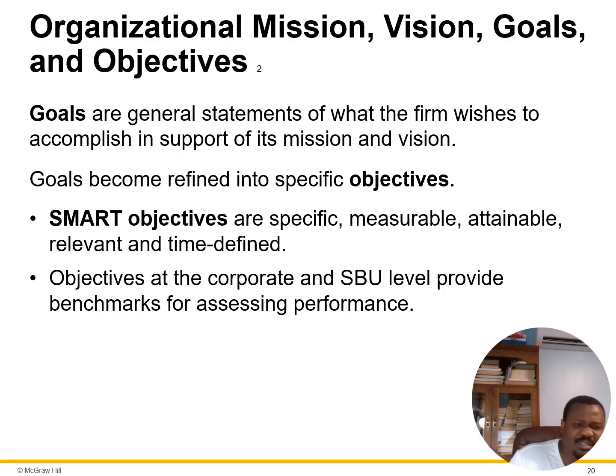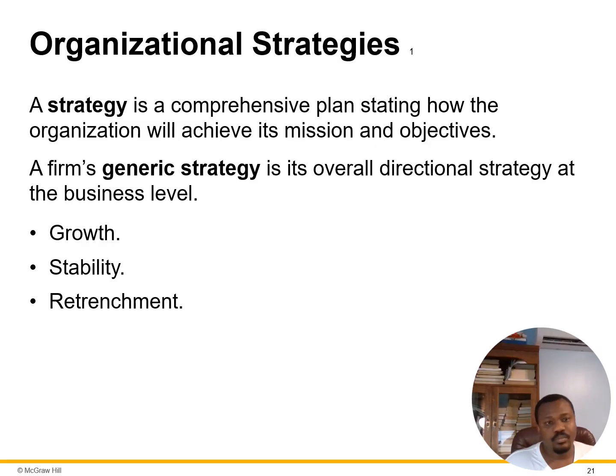And we say that the objectives at the corporate and the strategic business unit level provide benchmarks for assessing performance. It is the strategic business unit that provides functional relevance. They do the functional assessment and then provide the functional rules for all the other departments. They are autonomous and independent, and they exist to ensure that the right things are done. They even make sure that there is value to the customer and returns to the company.